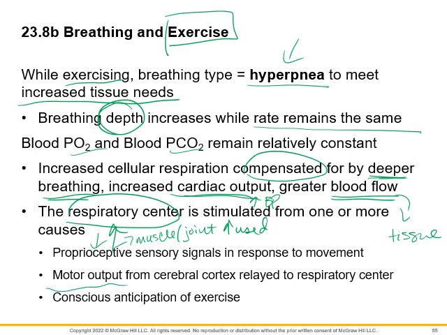Also the motor output from the cerebral cortex. Remember the cerebral cortex is sending the message out, the coordinated motor muscle action. Remember motor output comes from the frontal lobe. This can also trigger the respiratory center as those motor output messages are relayed down through the hypothalamus, through the brainstem. They can trigger the respiratory center to cause that increased depth in breathing.